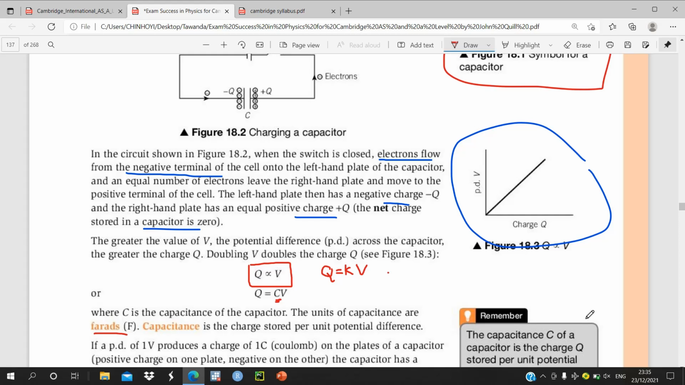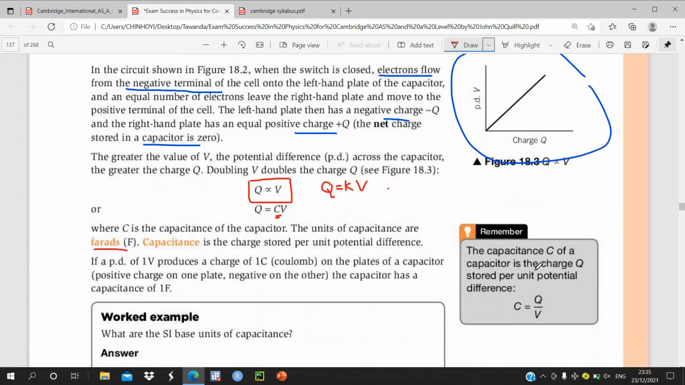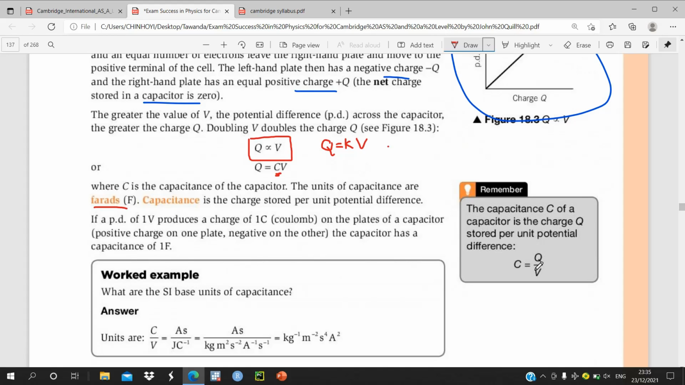Capacitance is the charge stored per unit potential difference. This is the definition of capacitance. The capacitance C of a capacitor is the charge stored per unit potential difference. So if we make capacitance the subject, capacitance equals charge per voltage.